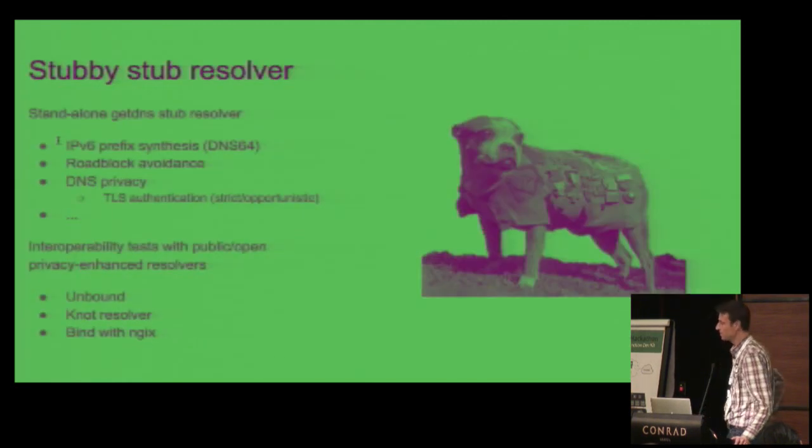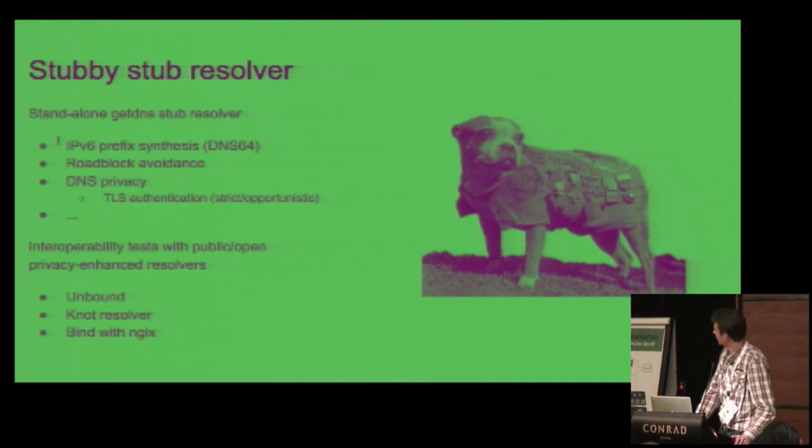So Stubby, the stub resolver. This is not new. People already worked on the stub resolver in previous hackathons. It's a modern stub resolver: IPv6 prefix synthesis for DNS64, roadblock avoidance, DNSSEC roadblock avoidance, all kinds of DNS privacy extensions.